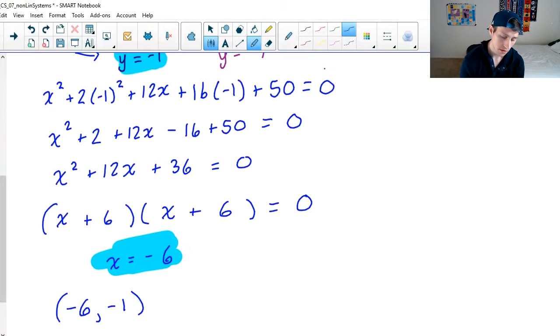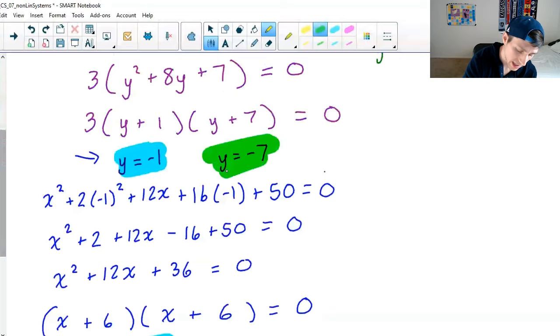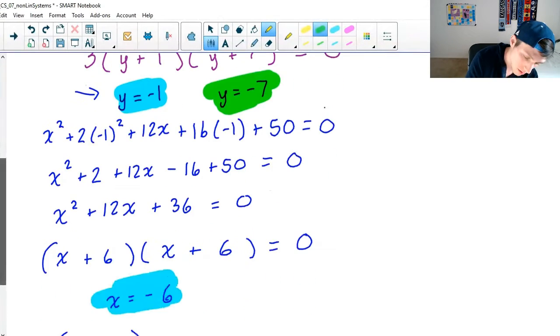So now I need to go through and I need to do the same thing, but now I need to plug in y equals negative 7. So I'm going to take that first equation again, just the same one I did before, and now I'm going to plug in y equals negative 7 instead of plugging in y equals negative 1, and this will give me my next point.